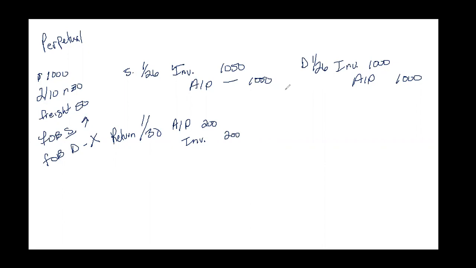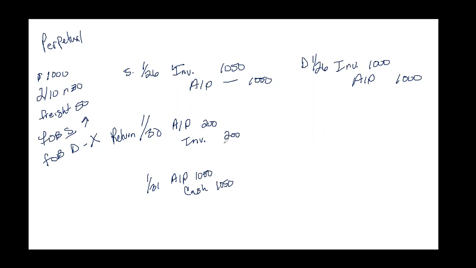I'm trying to think if there's anything else. You've got returns. You have your discounts when you make payment on that. If we owed the 1,050, you would essentially do accounts payable 1,050, and you would pay cash 1,050. Perpetual is a little bit less complicated.